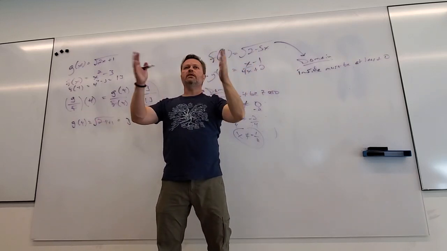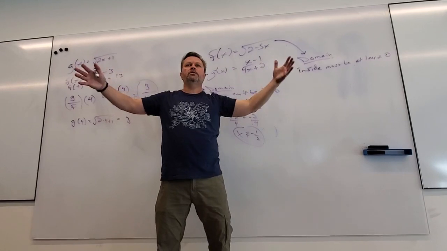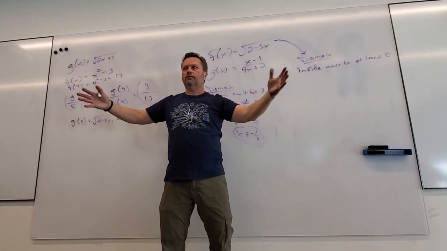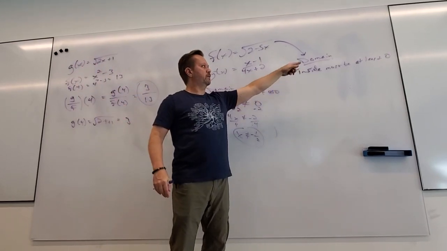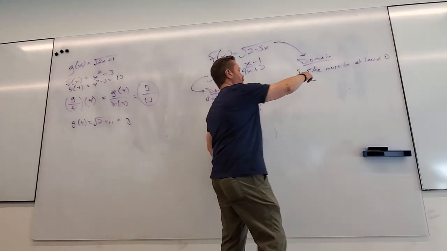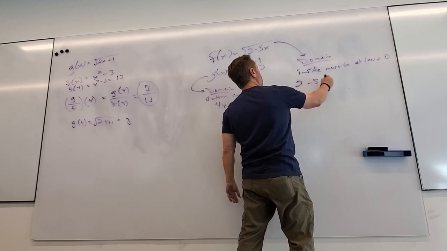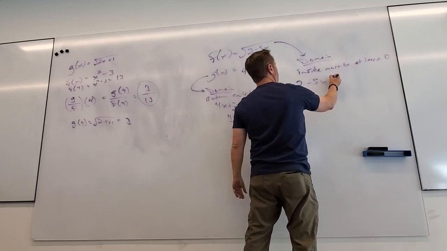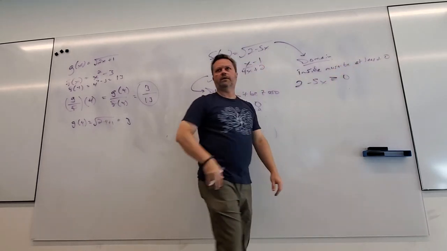So that's what I just said in English. You all know this. What number do I put into a square root to keep it real? At least 0. So the inside must be at least 0. Can you translate what I just said into mathish? What's the inside? 2 minus 5x must be at least? Greater than or equal to 0. Yeah, now solve that inequality, you're done.